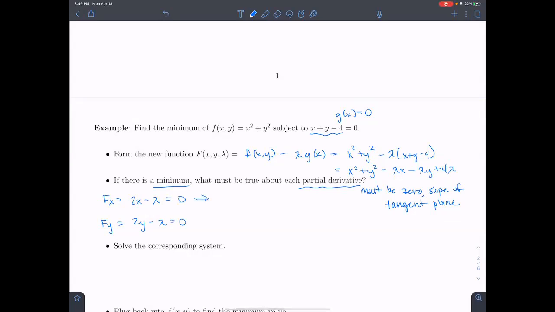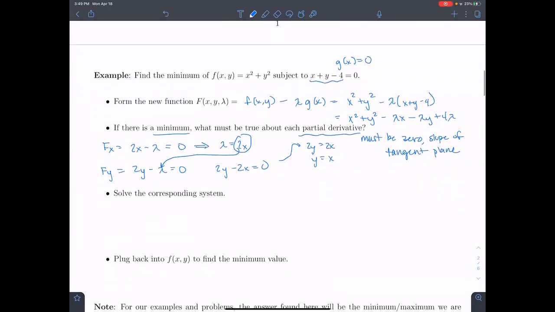That means that I am looking at lambda equals, actually, let's solve this one for lambda. So we have lambda equals 2x. And then we're going to take this and plug it into the lambda over here. So we have 2y minus 2x equals 0. And that means that 2y equals 2x, so y equals x.